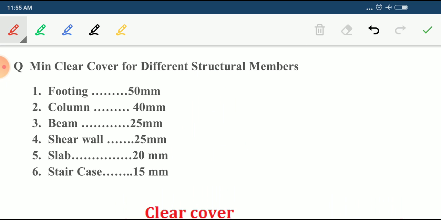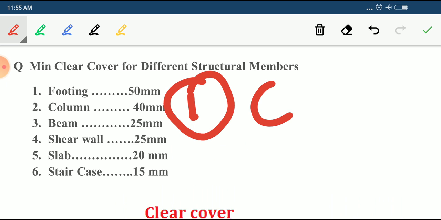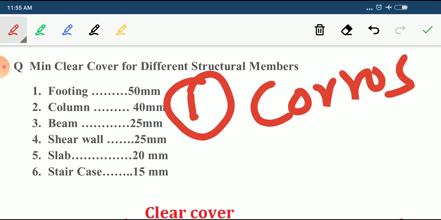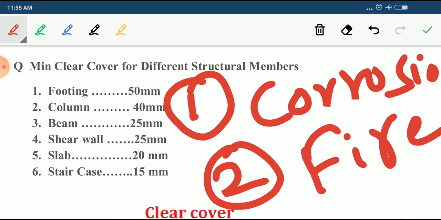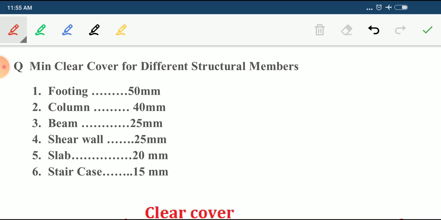Okay, one thing you should know: why should the cover be provided for the structural member? Why should the cover be provided? Okay, in order to resist corrosion, and second, in order to protect from fire. And next, if you see in this answer, the footing is 50 mm, column is 40, beam is 25.